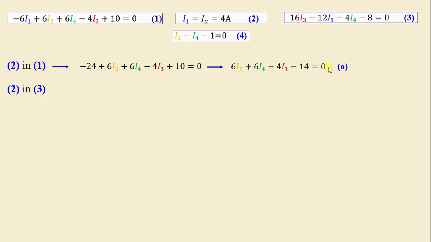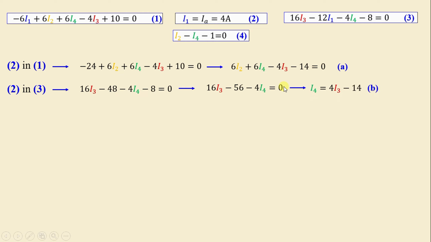Now, by substituting equation 2 in 3, we obtain 16I3 minus 48 minus 4I4 minus 8 is equal to 0. If we continue simplifying this equation, we obtain 16I3 minus 56 minus 4I4 is equal to 0. That means we can write I4 in terms of I3. I4 is equal to 4I3 minus 14, and I will call this equation B.